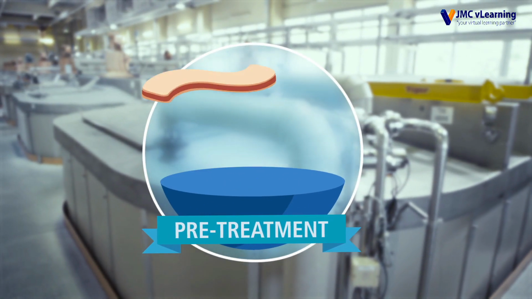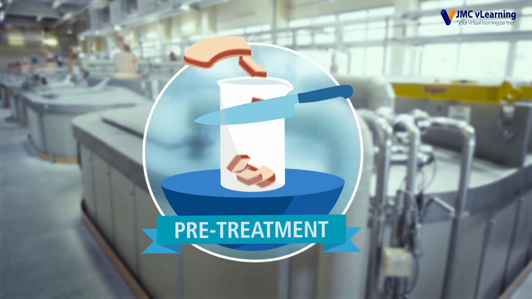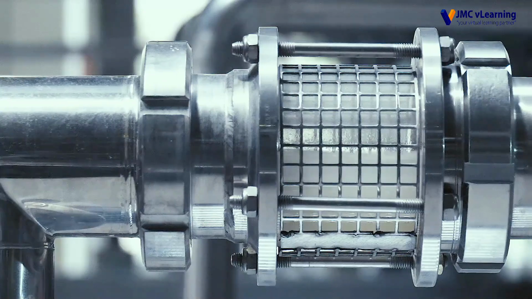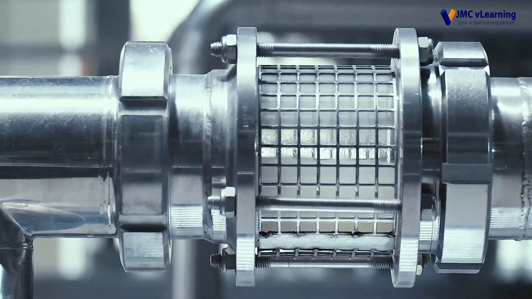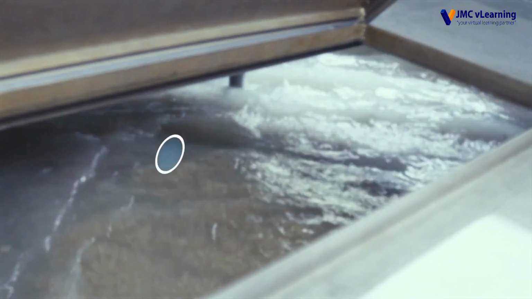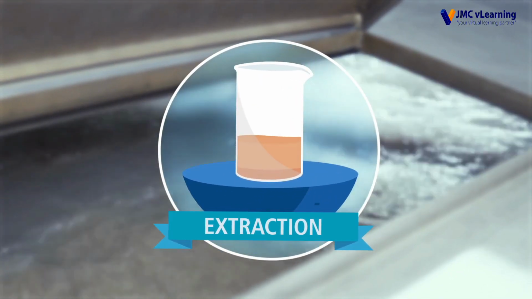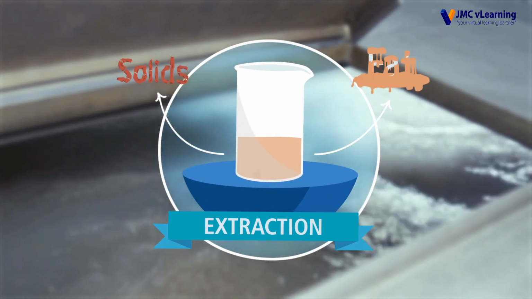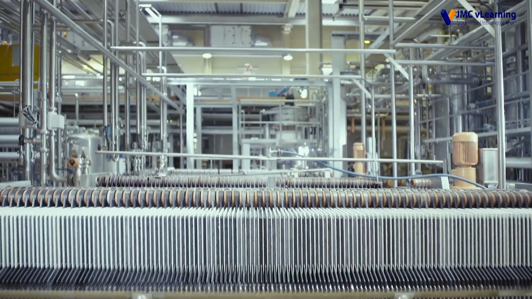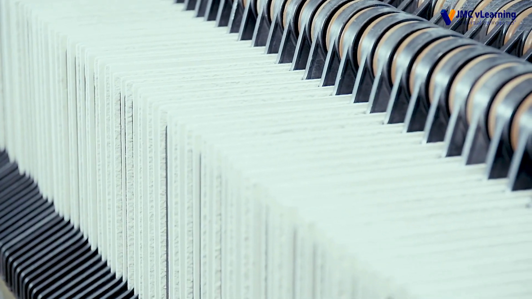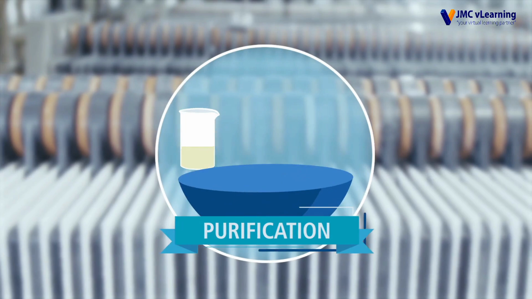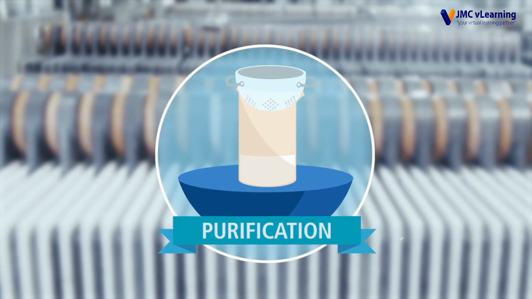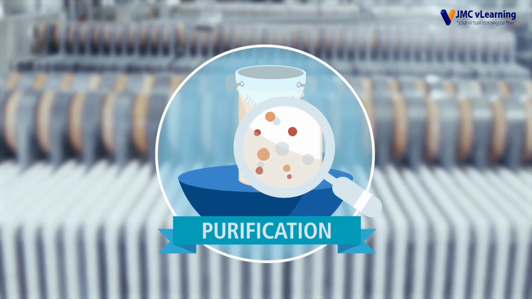In the first step, the collagen-rich raw material is chopped up and placed in a solution in order to begin the extraction of gelatin. In the extraction stage, the solution is heated. After this, solids and fats are removed, leaving only the gelatin solution, which brings us to the purification process. The gelatin solution is passed through very fine filters, removing the last traces of fat and fine fibers.